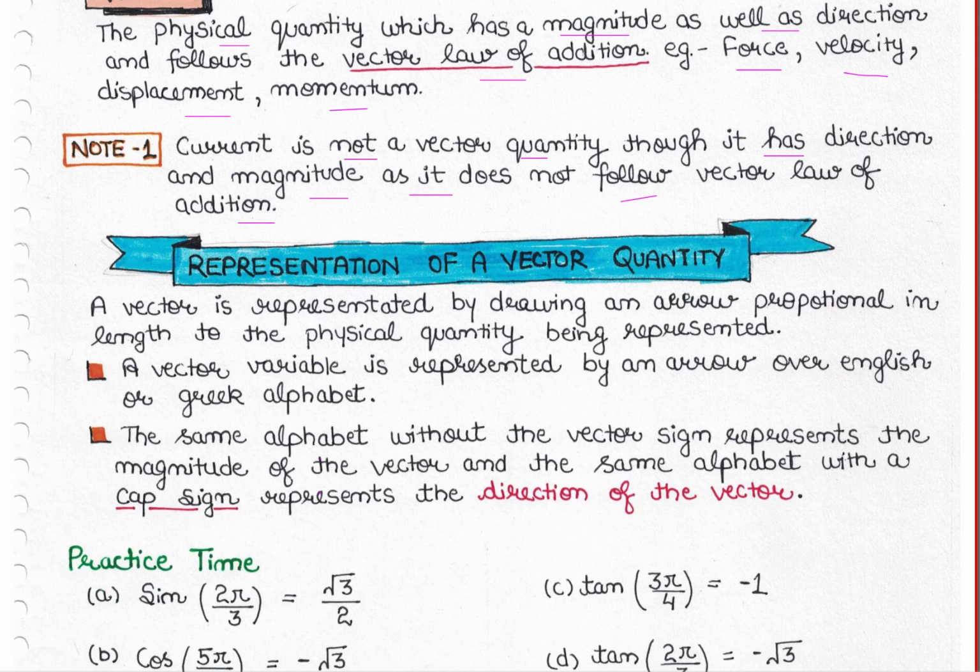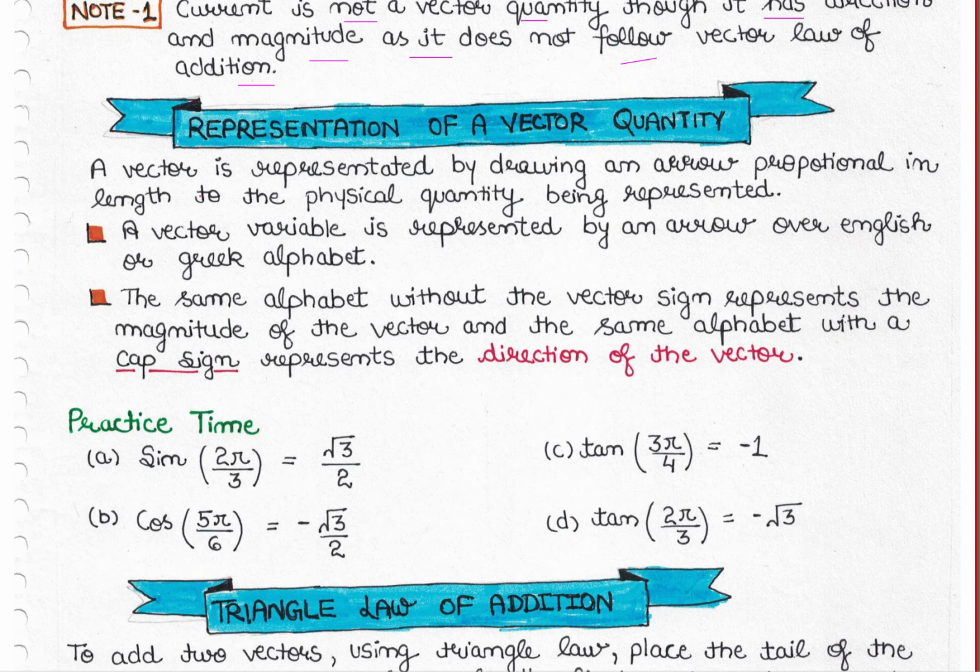Representation of a vector quantity. A vector is represented by drawing an arrow proportional in length to the physical quantity being represented. That is, a vector variable is represented by an arrow over an English or Greek alphabet. The same alphabet without the vector sign represents the magnitude of the vector, and the same alphabet with a cap sign represents the direction of the vector.